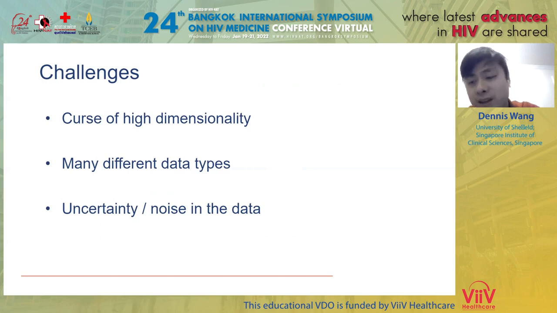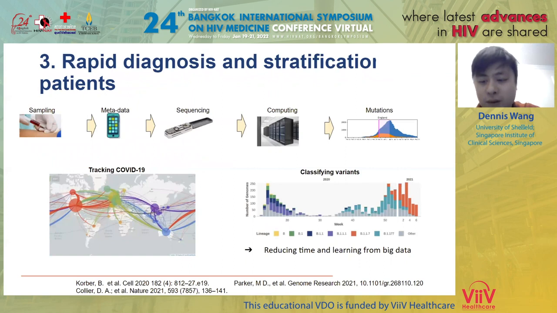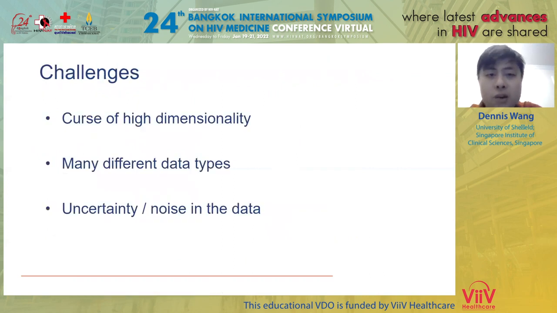There are also many different data types that you need to consider, from chemical information, from biological information, and even from clinical information. And then lastly, which I alluded to, there's some uncertainty in some of the data sets. Not all the data sets or the training labels are very certain, so you need to account for that.